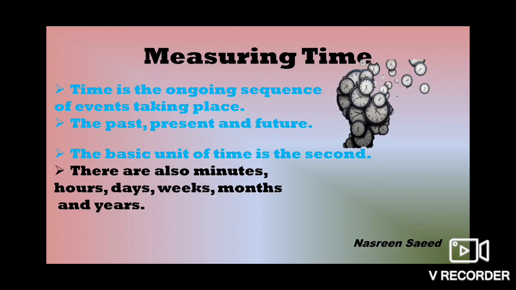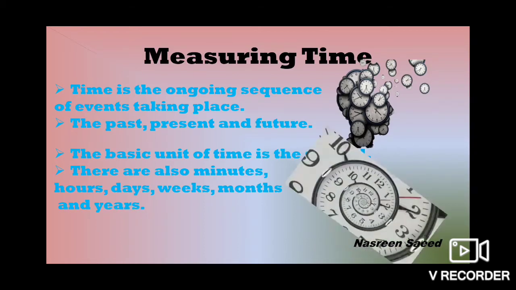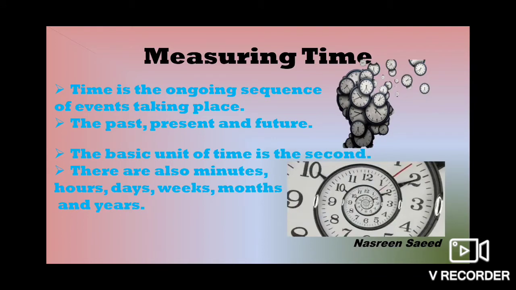Just as we have a basic unit for measuring cloth or ground, we have a measuring unit for time. The basic unit is the second, but time can also be divided into minutes, hours, days, weeks, months and years.